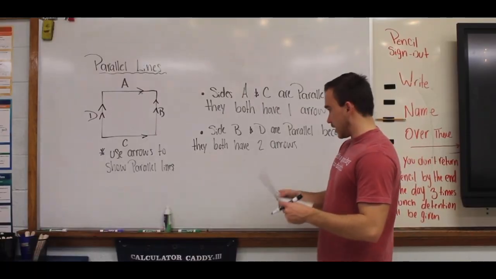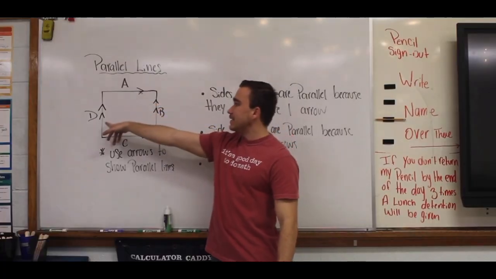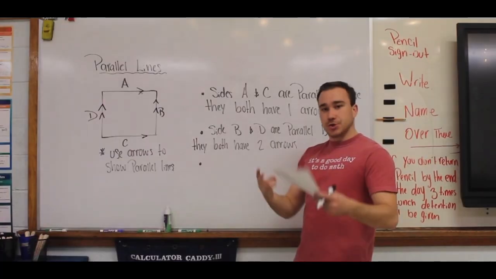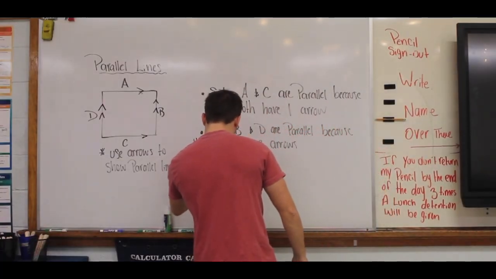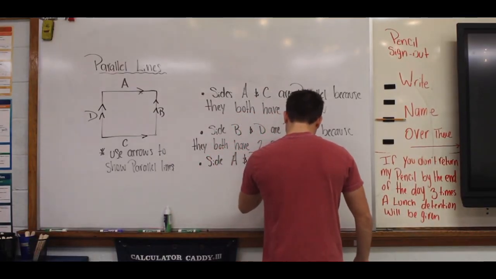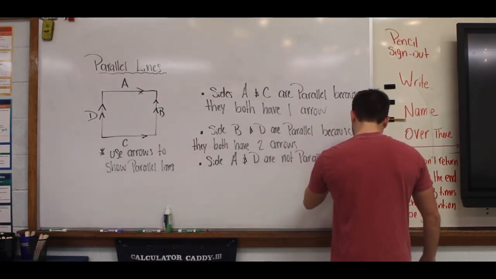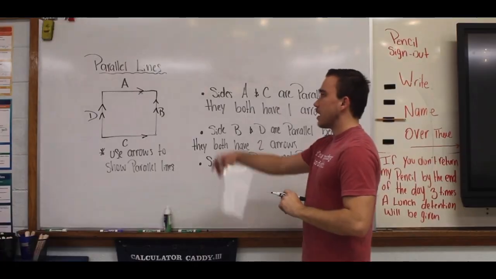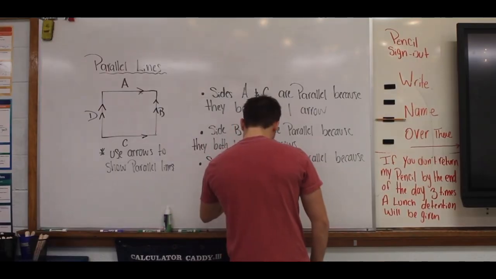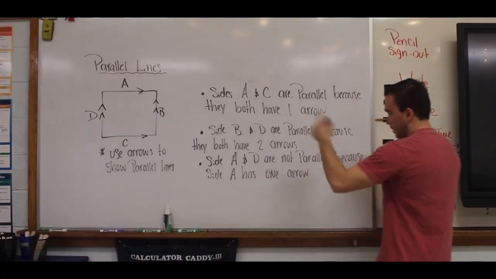Alright, and then the last thing we're going to write for this lesson, we can say side A and side D are not parallel because side A has one arrow and side D has two arrows. So sides A and D are not parallel because side A has one arrow and side D has two arrows.